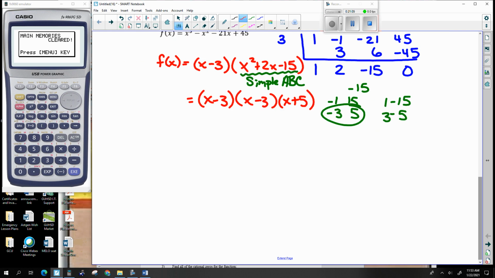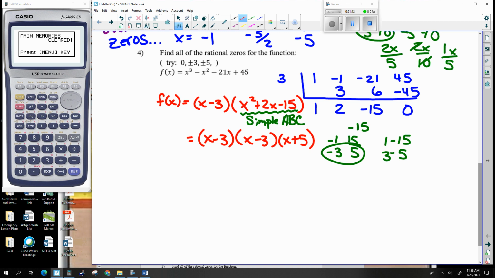All right, so that is factored completely. But the question is, what are the rational zeros? So every single one of the x's, so the rational zeros are positive 3, and negative 5. So obviously there's a repeat on the positive 3's, so you only have to report it once. So the rational zeros are 3 and negative 5.